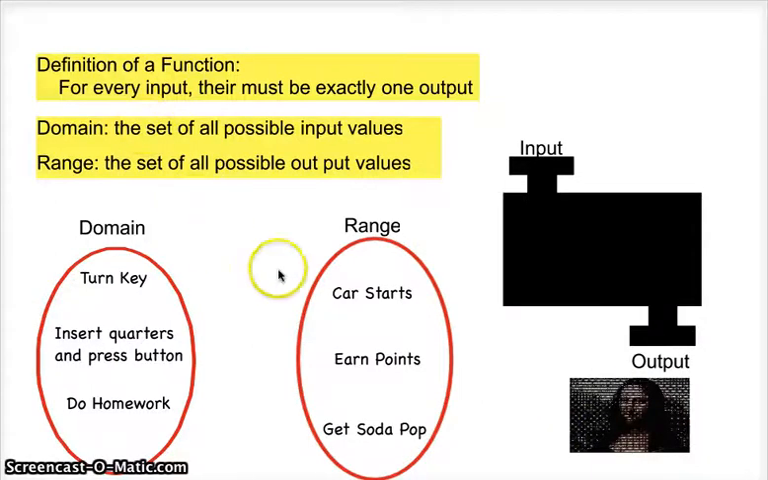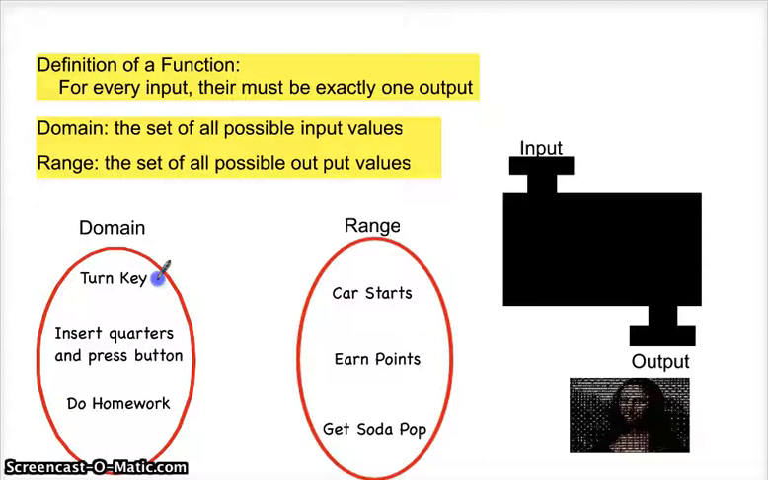A lot of times we'll represent a function using a relation map, which is what we have down here. The domain of a function is the set of all of the inputs. So turning the key or inserting quarters and pressing a button or doing homework, those are all things you would do as inputs in order to get something back. The range is the set of all outputs. So all the things you would get back, or the result, those happen in the range.